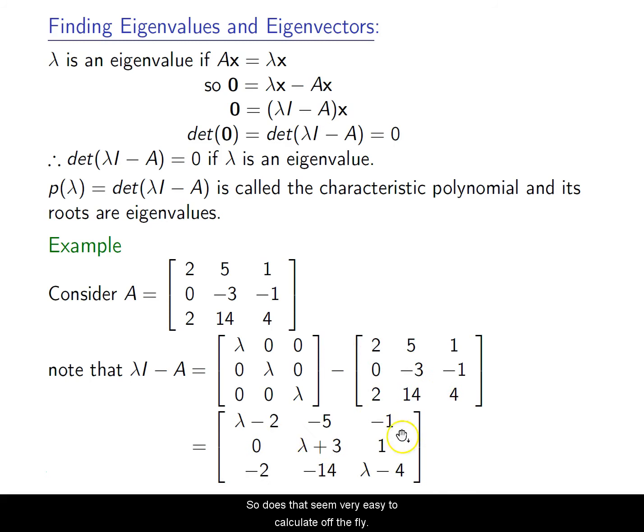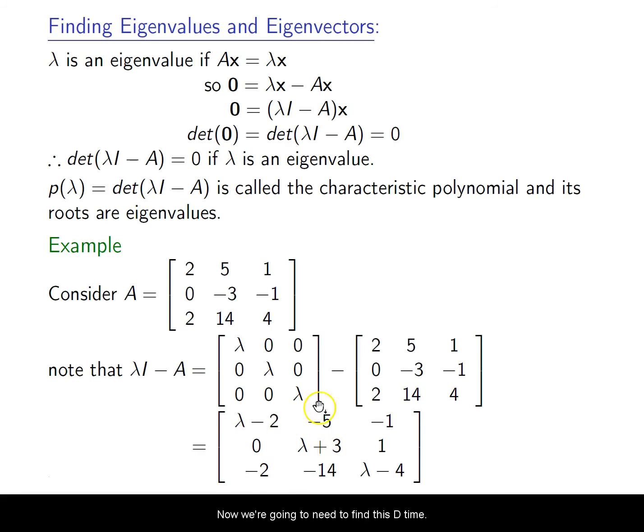Okay, so this is actually very easy to calculate on the fly. Lambda minus 2, lambda plus 3, lambda minus 4. So all these values get negated with a lambda in front, and then all these values get negated also, right? So 5 is negative 5, 1 is negative 1, negative 1 is 1, 0 stays the same, everything else just goes negative, and we're subtracting the main diagonal from lambdas, right? So this is actually very easy to just write off the bat.